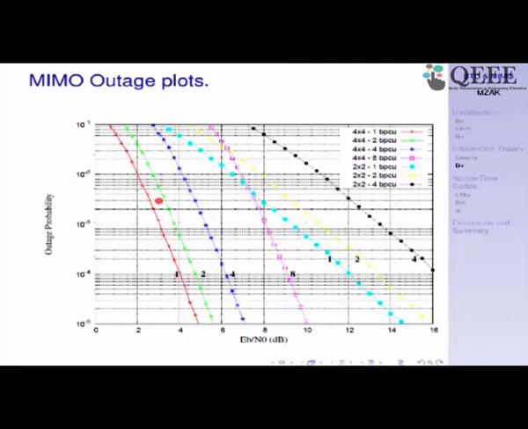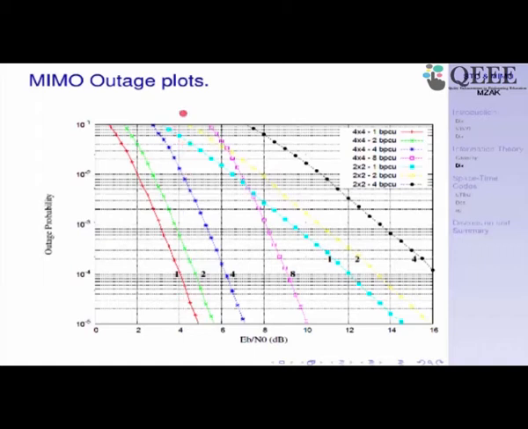You see there is a huge decrease in the outage probability for the same bits per channel use. So for the 2 cross 2, 1 bit per channel use, it is this curve, sorry for the mistake, this is the blue curve, and this is the cyan one.